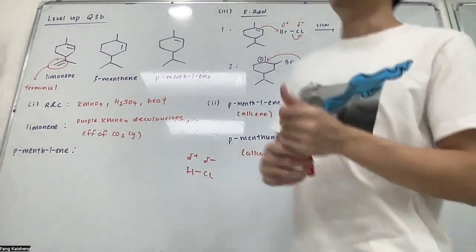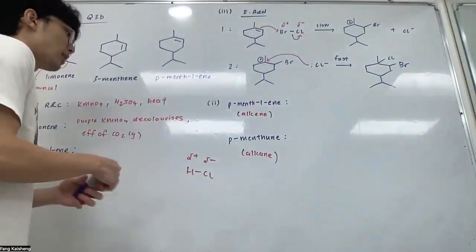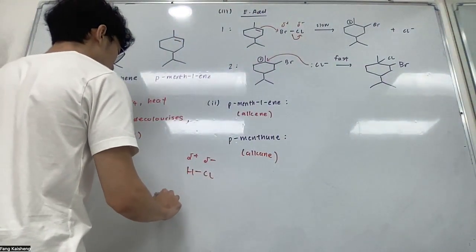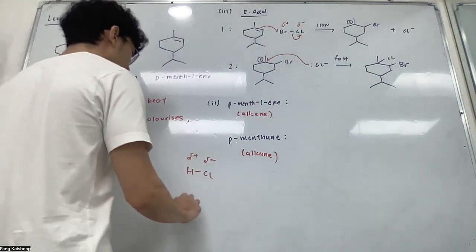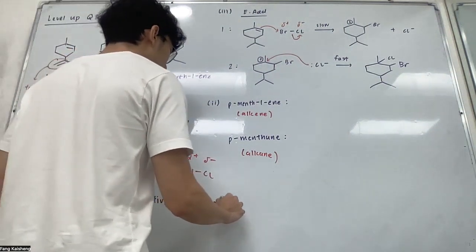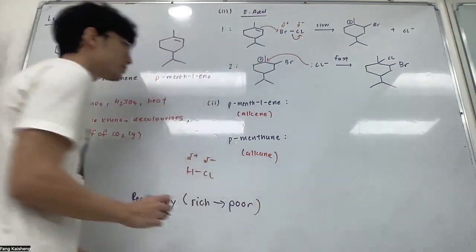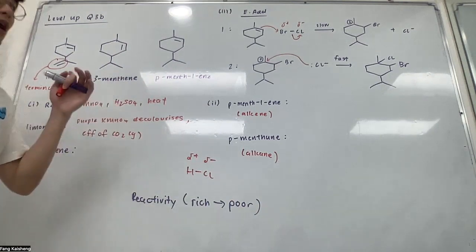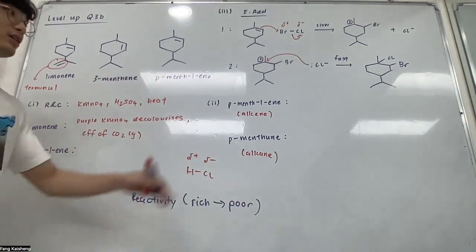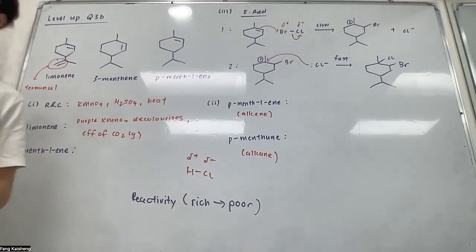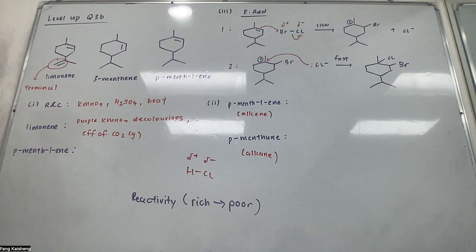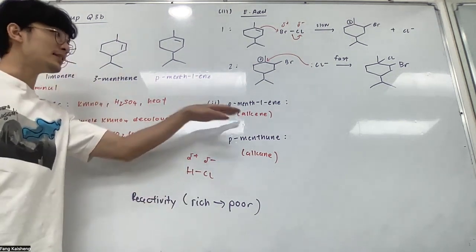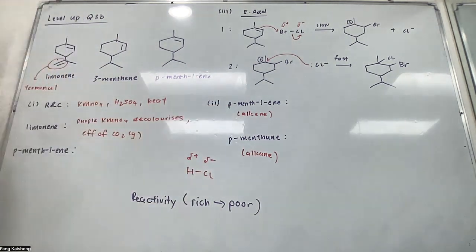For reactivity, we are looking at rich attacking poor. Write that down first. If they mention the word reactivity in the question, like the word reactive or unreactive, you must discuss anything to do with rich and poor. Now, if you look at the overarching functional group, alkenes can react with HCl. You have never seen an alkane reacting with HCl before. Why is that so? Take a look at HCl. Why is it that alkenes can react with HCl?